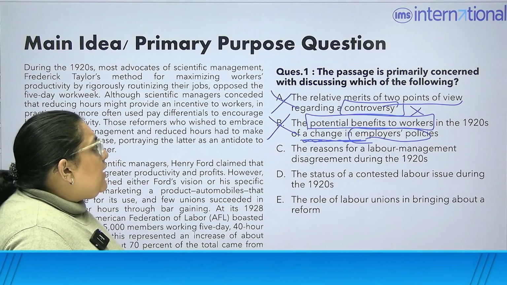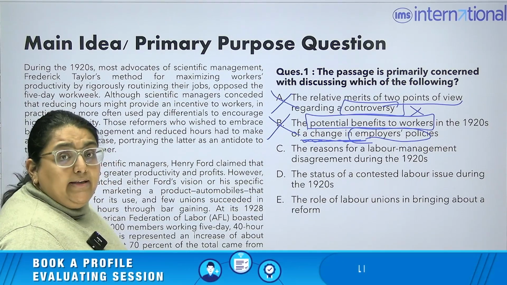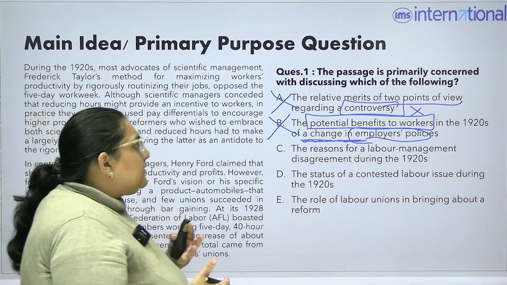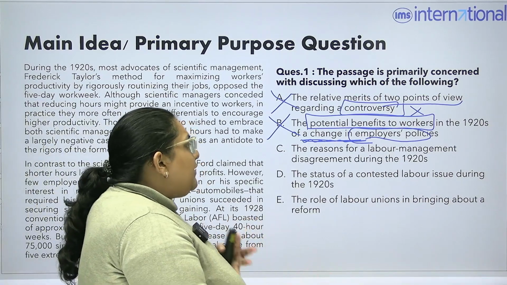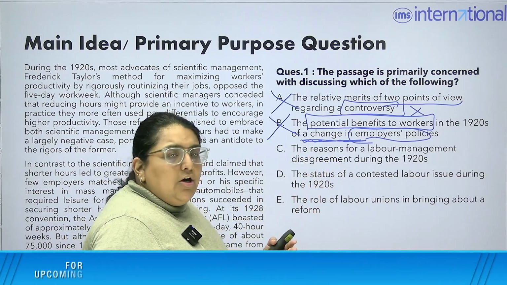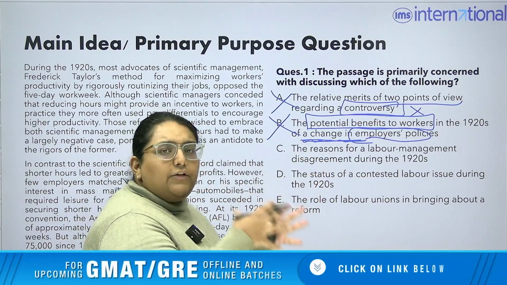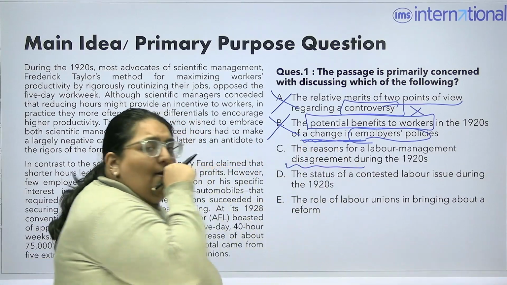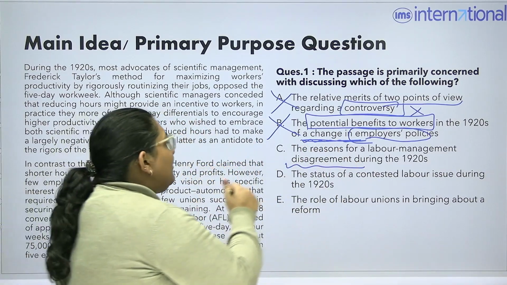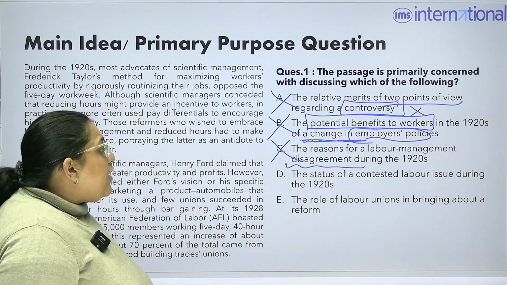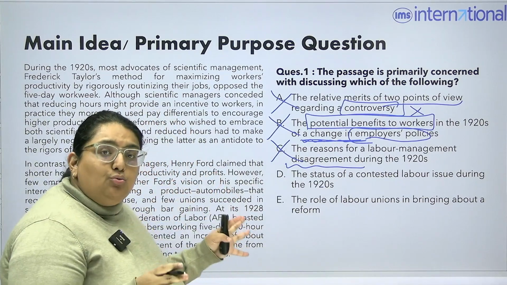Then C. The reasons for a labor management disagreement. Okay, we do know that the laborers would definitely argue, and the unions argued for a lesser working hour or duration of hours of the work to be lessened, but there was no disagreement that was discussed. So eliminate C.